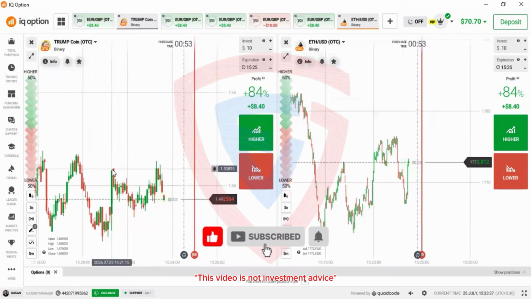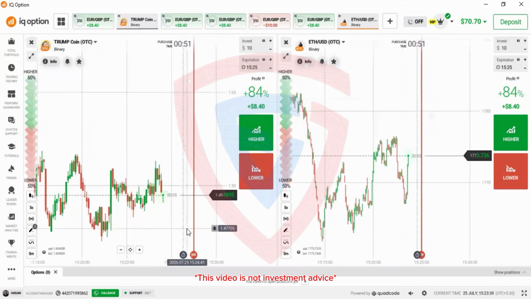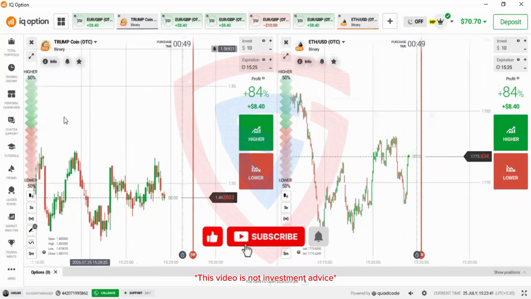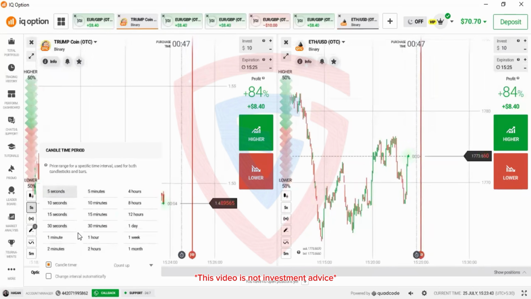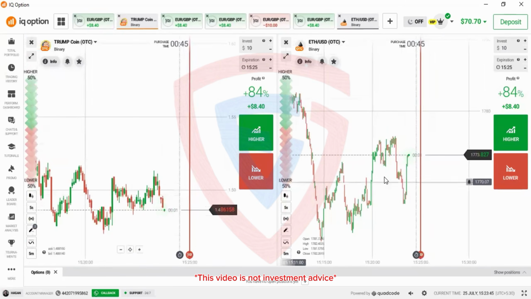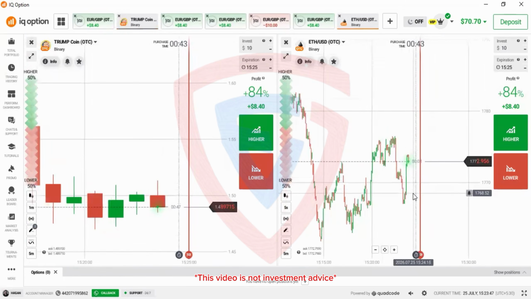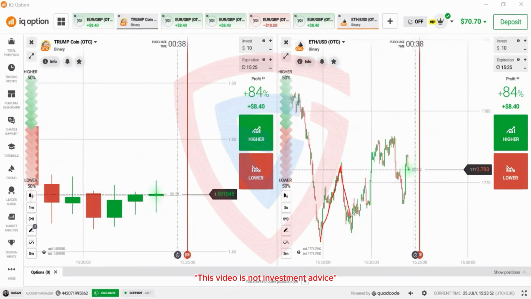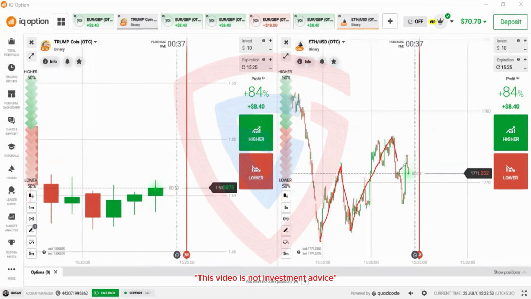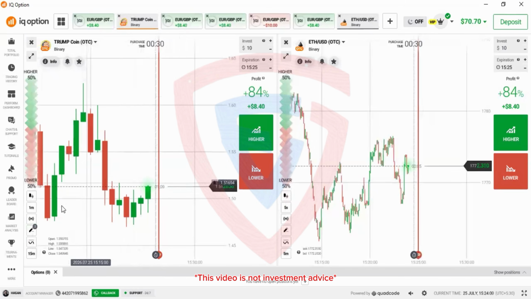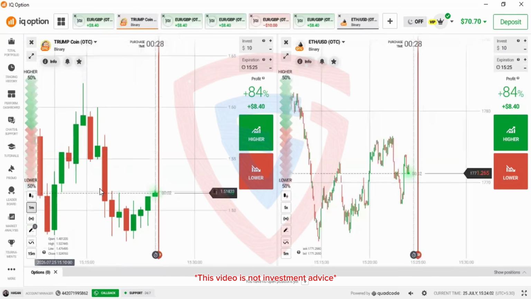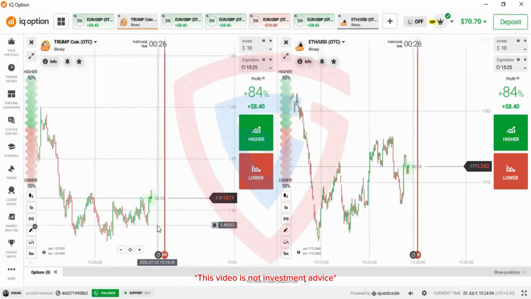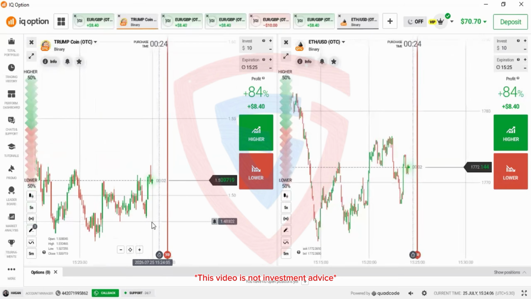So still there is no new high in the market. Okay, I will change another pair. So here it is a previous low, but still it failed to make a new low. Okay, so now it made a new high. So now it made a new high.